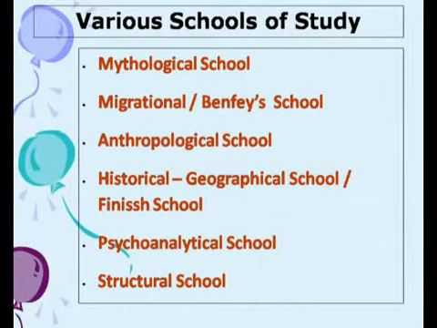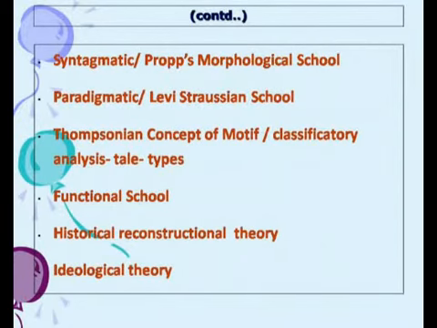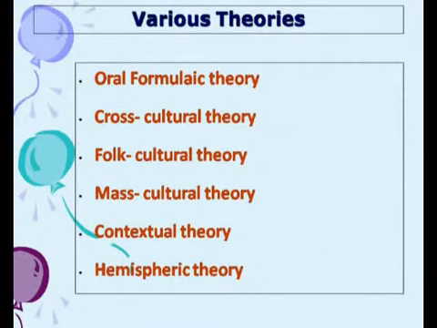To name a few, first was the mythological school, then the migrational Benfey's school, then third was the anthropological school, fourth was the historical-geographical school, that is also known as the Finnish school, and the psychoanalytical school, the structural school. It had two parts, syntagmatic, that is Propp's morphological school, and paradigmatic, the Levi-Straussian school. The next is the Thompsonian concept of motif, that is classificatory analysis of tale types, then the functional school, then historical reconstructional theory, then ideological theory, then oral formulaic theory, then cross-cultural theory, then folk cultural theory, mass cultural theory, contextual theory, hemispheric theory. We need not go into the details of all these theories.